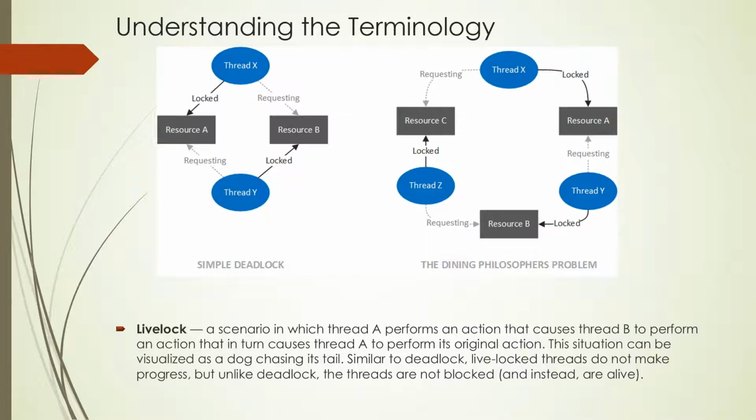Because these threads are working, they will not be detected by your application. For example, thread A performs some action which triggers thread B to perform its action, and thread B's action in turn triggers thread A to perform its original action. So it's a loop. This kind of loop is called a livelock. These livelocks are very hard to detect.